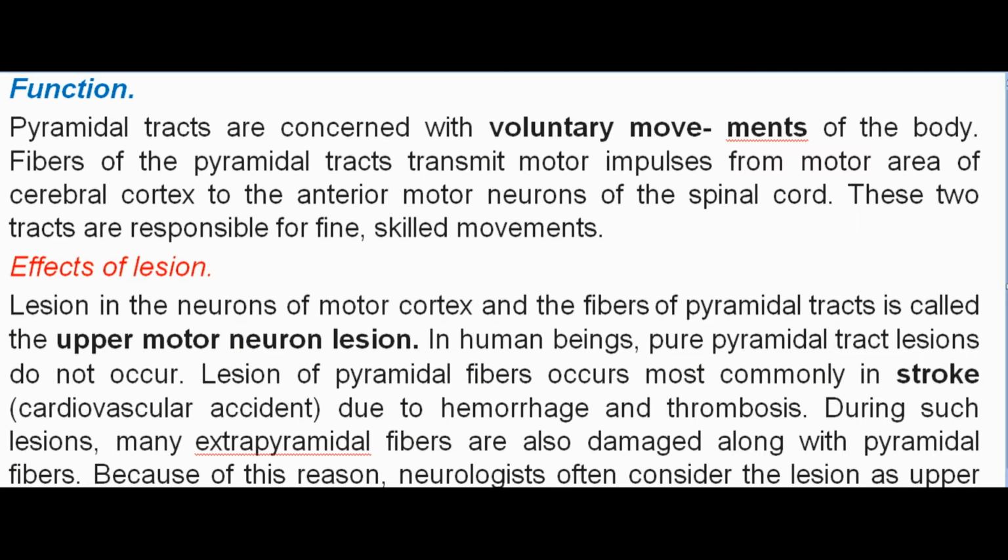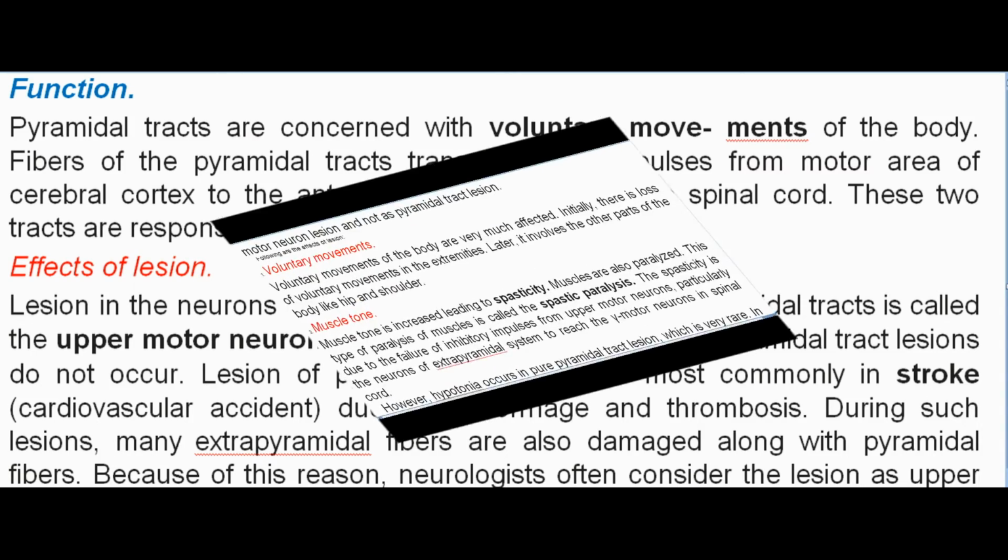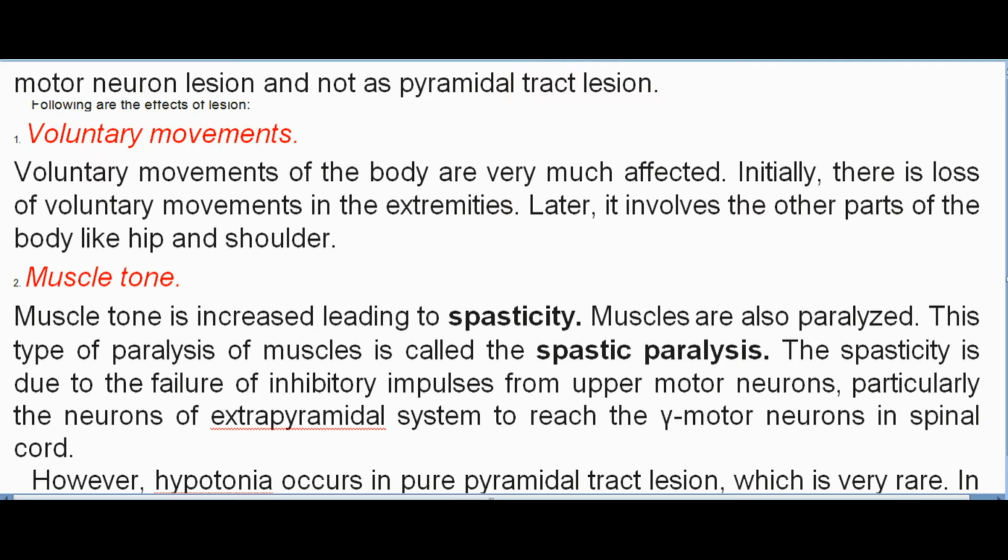Effects of lesion. Lesion in the neurons of motor cortex and the fibers of pyramidal tracts is called the upper motor neuron lesion. In human beings, pure pyramidal tract lesions do not occur. Lesion of pyramidal fibers occurs most commonly in stroke, cardiovascular accident, due to hemorrhage and thrombosis. During such lesions, many extrapyramidal fibers are also damaged along with pyramidal fibers. Because of this reason, neurologists often consider the lesion as upper motor neuron lesion and not as pyramidal tract lesion.